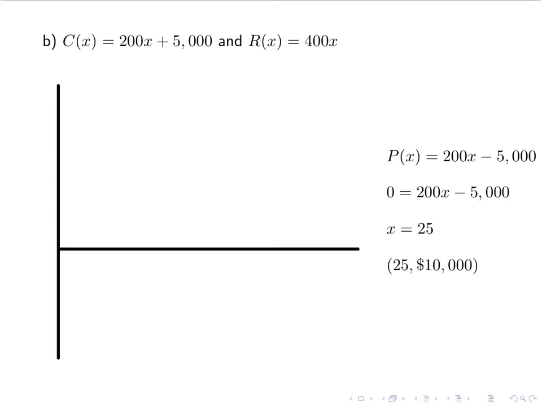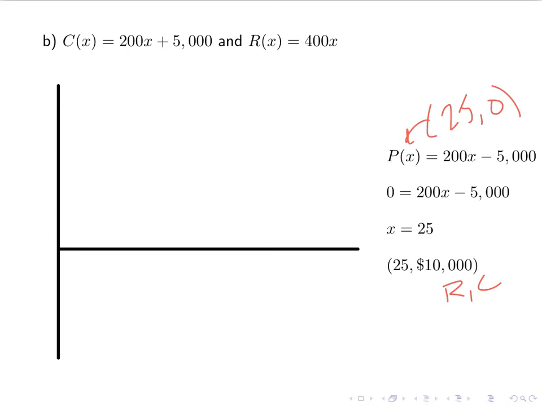So that gives me 25, 10,000 for R and C, and again 25, 0 for the profit. Okay. So now that we have all the points we need, we have the y-intercepts, they're right there for us. We have our break-even points. We can talk about graphing them.